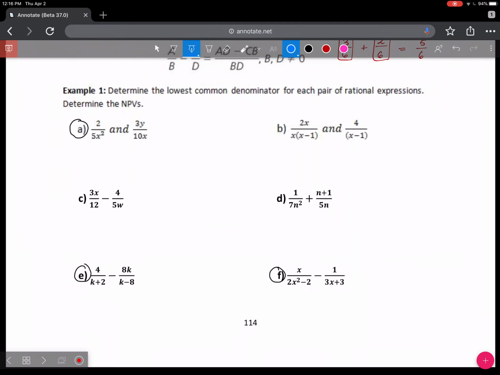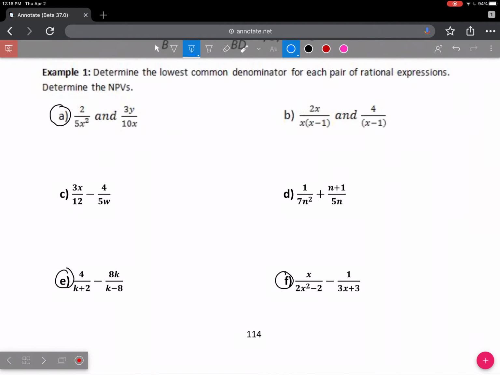Okay, so this first question, I'm only going to do A, E, and F just to establish the polynomial lowest common denominator process, and also we can have a nice little review of non-permissible values. All right, so for the first one, the LCD, the lowest common denominator, between 5x squared and 10x.